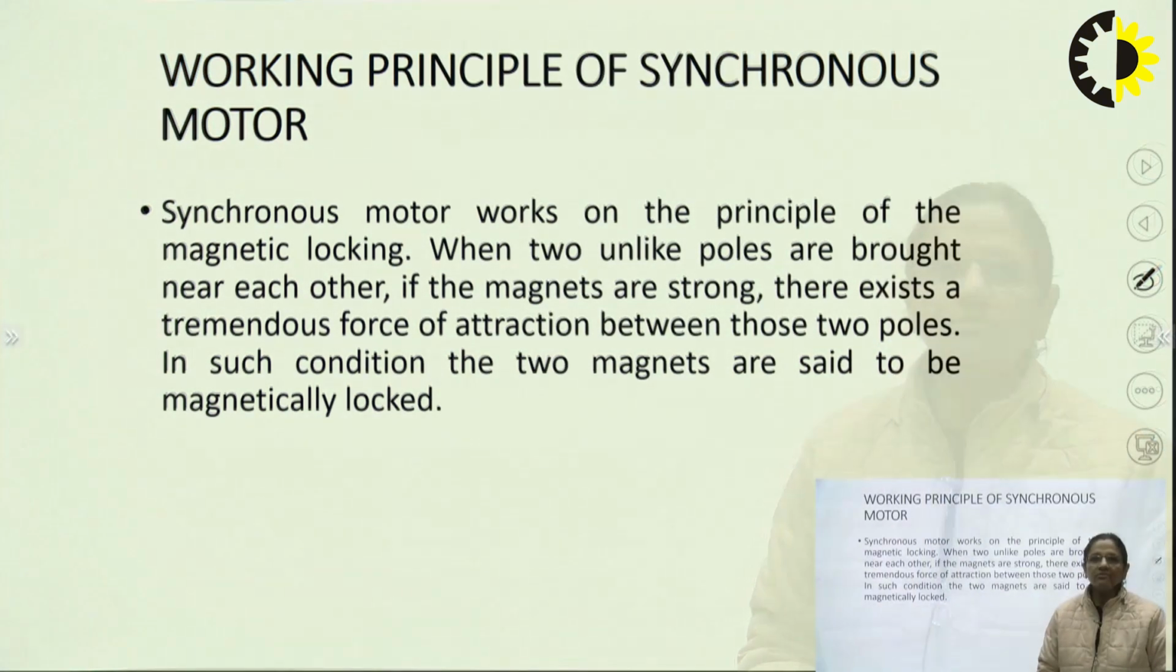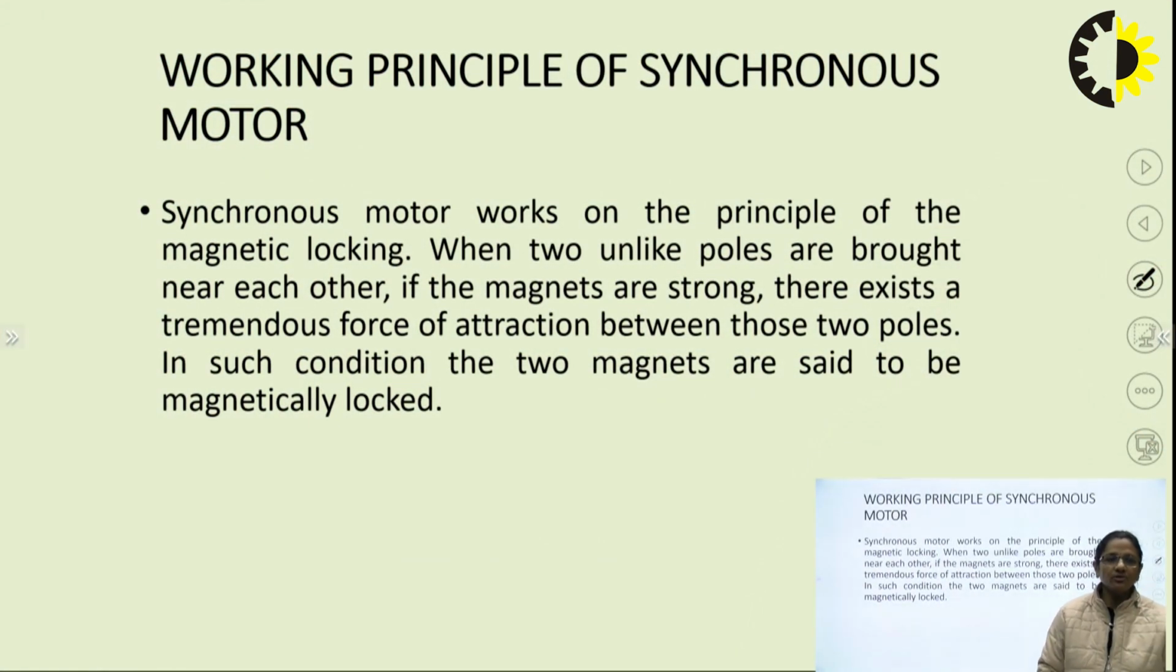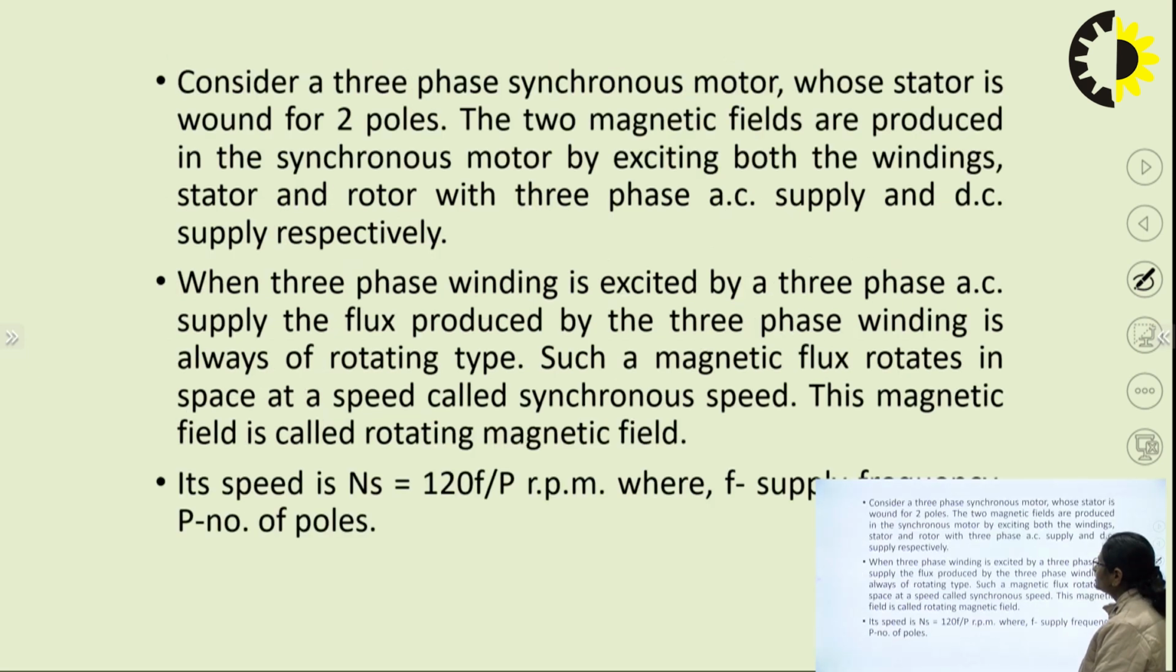So, starting with the working principle of the motor, we know that the synchronous motor works on the principle of magnetic locking. So, what is magnetic locking? Let us first understand this. When two unlike poles are brought near to each other, if the magnets are strong, a tremendous force of attraction exists between the two unlike poles, right? In such a condition, the two magnets are said to be magnetically locked.